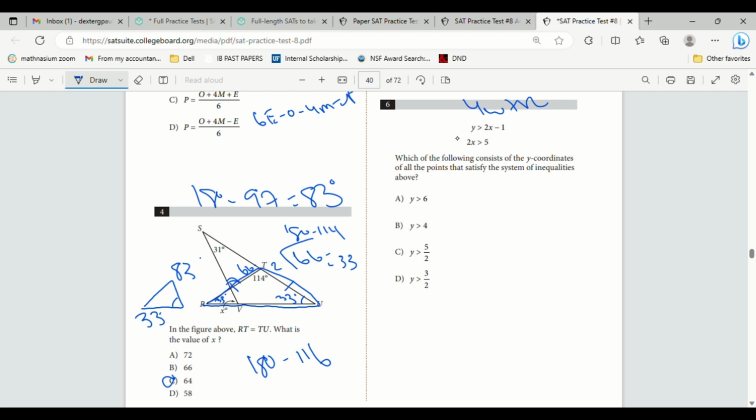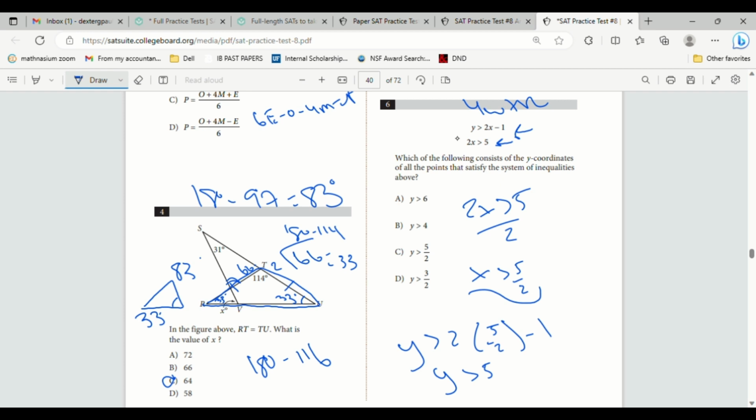So I'm going to try to solve for one variable, and I can because of this second inequality. Solving for x, if you divide both sides by 2, you get x is greater than 5 over 2. I can then plug this into my first inequality and solve for all the y values. So y is greater than 2 times 5 over 2 minus 1. 2 times 5 is 10, divided by 2 is 5, so y is greater than 5 minus 1. Or we can just cancel out these 2's like this. So y is greater than 4, so 6 is B.